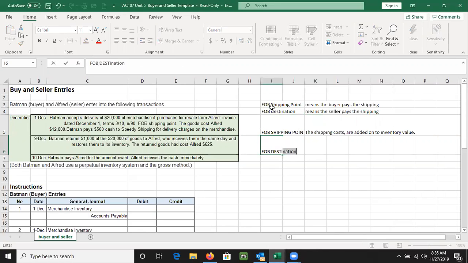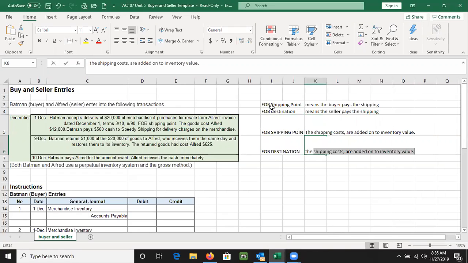FOB destination, the shipping costs are just expensed as typically delivery expense. And again, the seller pays if it's FOB destination. So you got to look out for that.